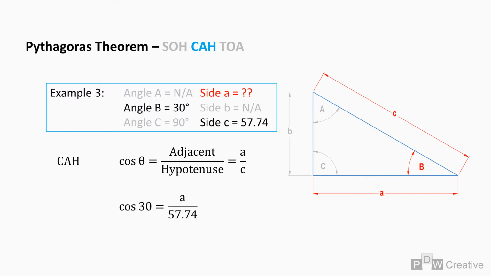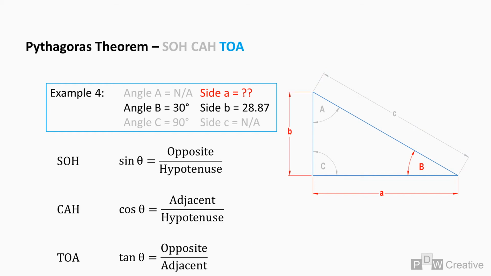This equation looks familiar. We've seen this kind of arrangement in example 2. Cosine angle B equals side A over hypotenuse, or side C. Rearranging gives side A equaling cosine 30 times 57.74. Side A equals 50.